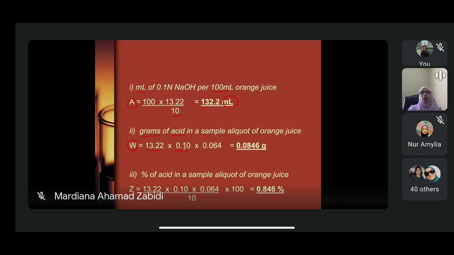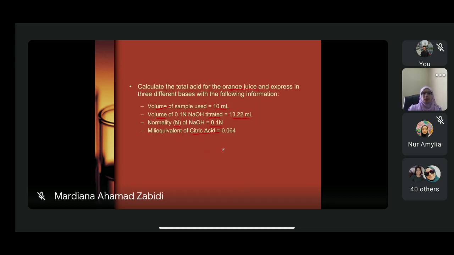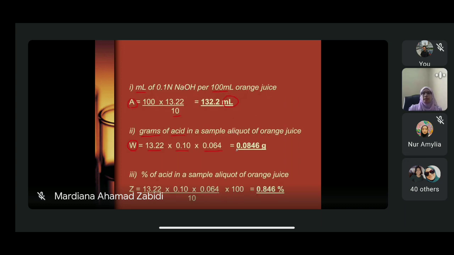Alright, so 0.1 normal of NaOH times by 0.064, what is this? This is the milli equivalent factor for the acid, citric acid. Right? This one, 0.064. Okay, so the answer is 0.0846 g of acid, citric acid. So this one is the grammage of citric acid that is present in the orange juice.